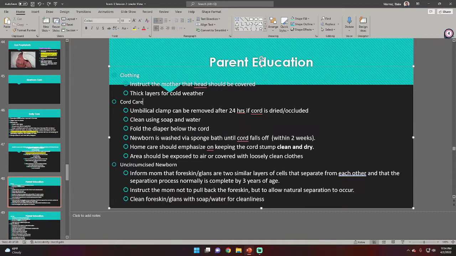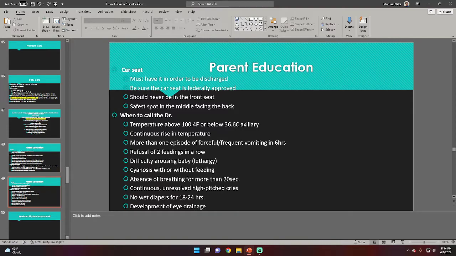With our uncircumcised newborn, inform mom that the foreskin and glands are 2 similar layers of cells that separate from each other, and that the separation process is normally completed by 3 weeks. Do not pull on the foreskin. That would be very, very harmful towards that infant. We have to allow them to have the natural separation on their own. Clean the foreskin and glands with soap and water for cleanliness.